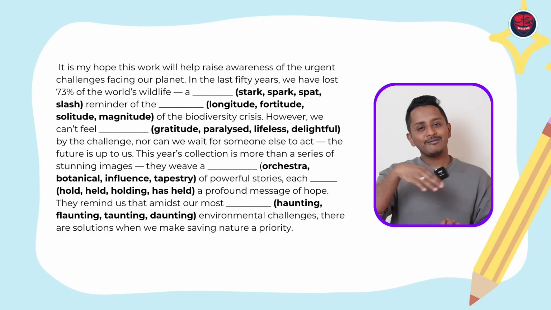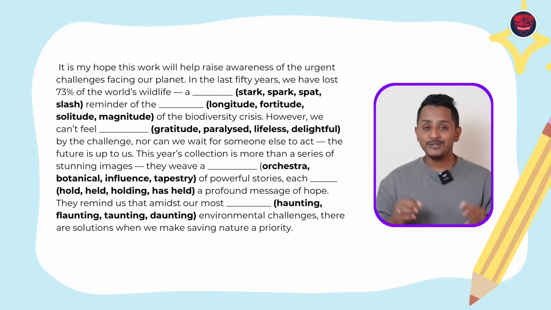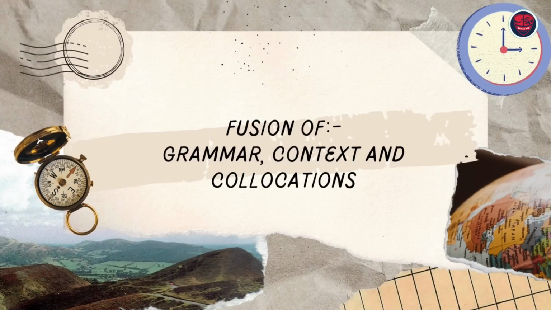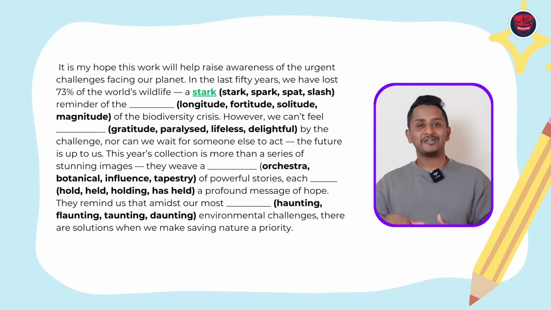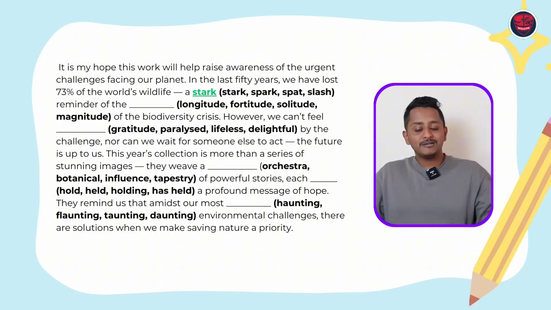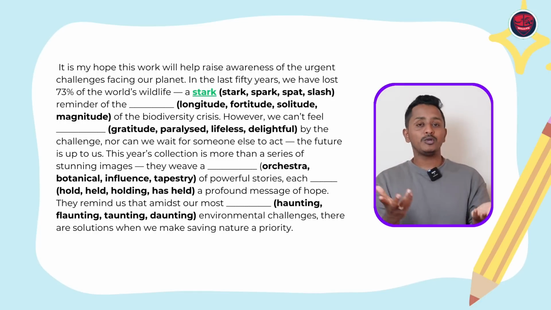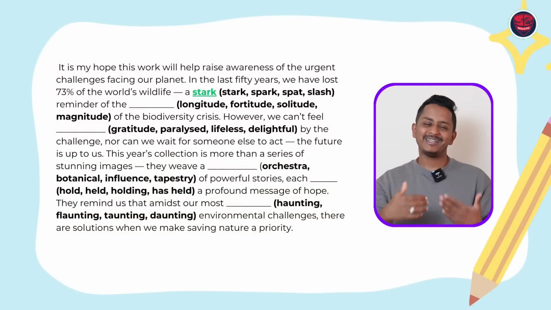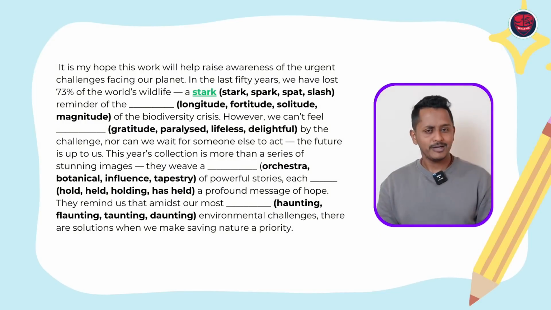Remember, it's not about reading word by word and doing it. That would definitely consume a lot of time. The best way is to mix the approach. Fusion of grammar, context, collocation. If you see the first blank, a dash reminder, a stark reminder is a collocation, a serious reminder. Now for that, you don't have to read, it is my hope this work will help raise awareness. Absolutely not required. But if the first blank demands you to have the story, then you got to read. But there's nothing wrong in checking if that can be solved using collocation, isn't it? Try your luck. If collocation works, if grammar works, well and good. If it doesn't work, go back and read, it's okay.